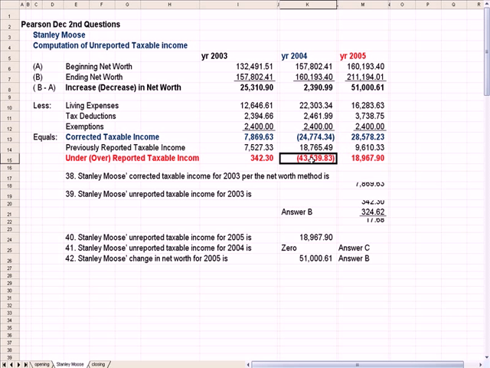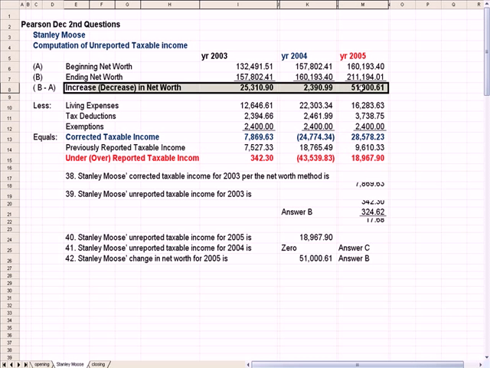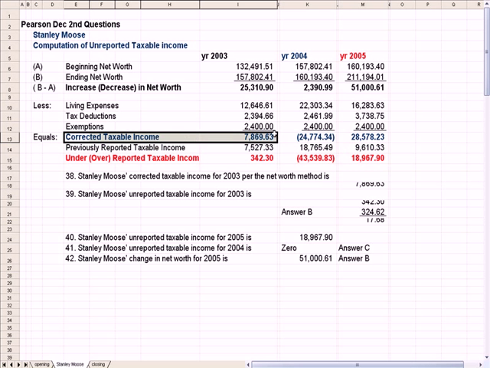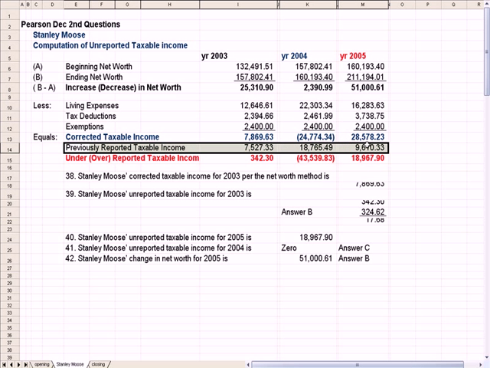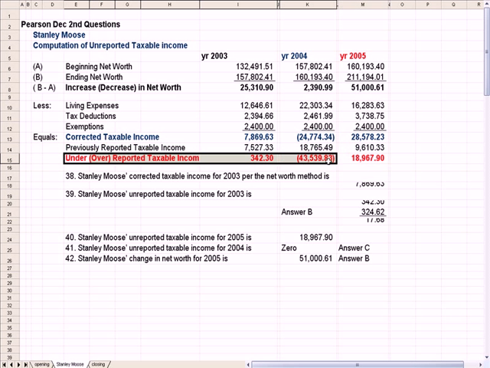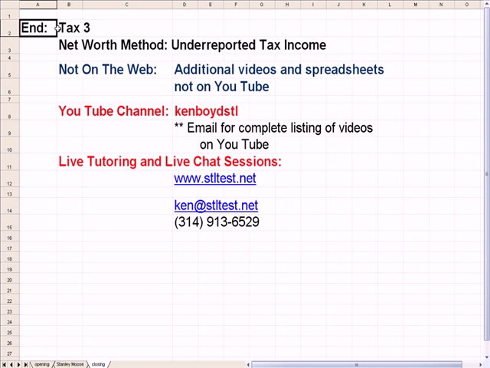The typical test questions you get here are, what's the increase or decrease in the net worth, which we have here? What was the corrected taxable income once you went through this calculation? And finally, they'll ask you about the difference, given the reported taxable income, what the person put on their tax return. What was the under or over-reported taxable income? That's the end of tax-free net worth and underreported income.